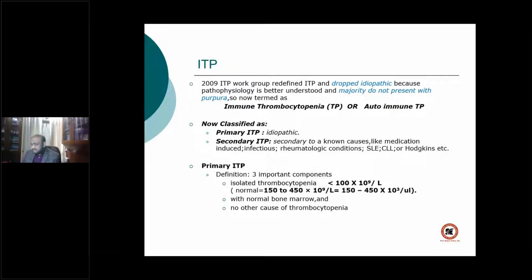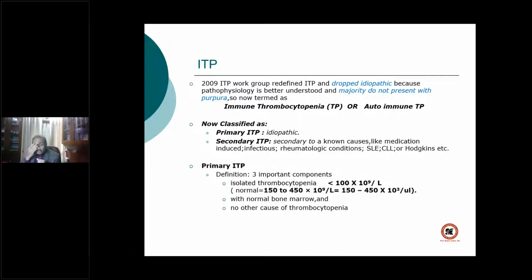One, which is idiopathic, where we still don't know the cause, which is what we were talking about initially, primary ITP or primary TP. We'd like to call it primary TP. That is a primary immune thrombocytopenia, or secondary, where we now know the cause. A number of causes are known, for example, infections, rheumatological conditions, SLE, CLL, that's chronic lymphoid or lymphoblastic leukemia, or Hodgkin's disease, etc. So these are all those conditions where there is an immune thrombocytopenia. But let's focus on the primary ITP or primary immune thrombocytopenia.